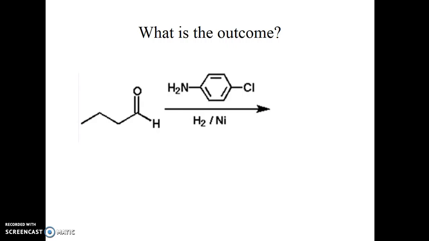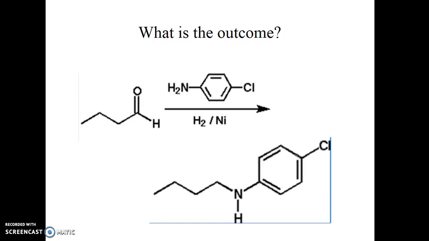What is the outcome of this reaction? Well, what is this amine and the aldehyde going to do? They're going to form the imine. And then we have reducing conditions. What will that do? It will reduce it down to the amine, this amine right here.